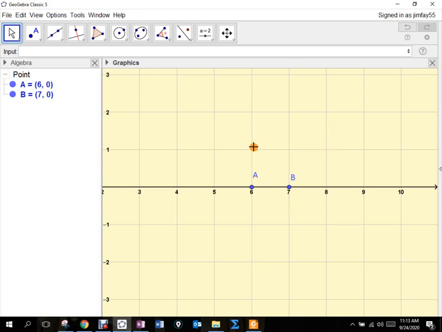If I look at 6 and 7, these 2 points, and if that's 6 and 7, let's go B.